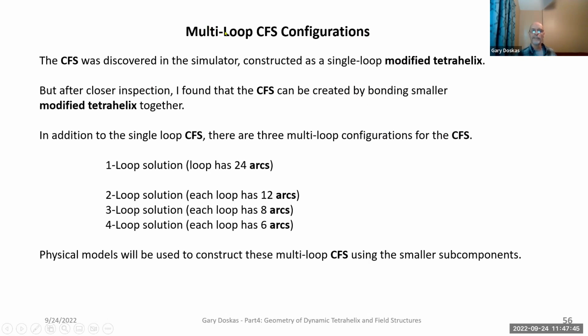First, I wanted to go through some of these multi-loop CFS configurations. The CFS was discovered in the simulator constructed as a single loop modified tetrahelix. But after closer inspection, I found that the CFS can be created by bonding smaller modified tetrahelix together. So in addition to the single loop CFS, there's 3 multi-loop configurations for the CFS as well. There's a 2-loop solution, where each loop has a 12-arc loop. There's a 3-loop solution and a 4-loop solution. And I'm using physical models to construct these multi-loop CFS from smaller subcomponents.